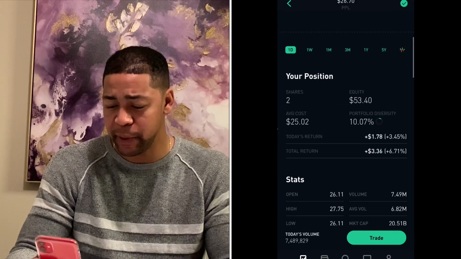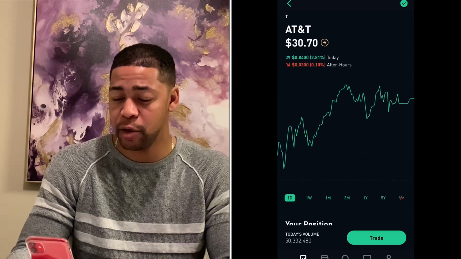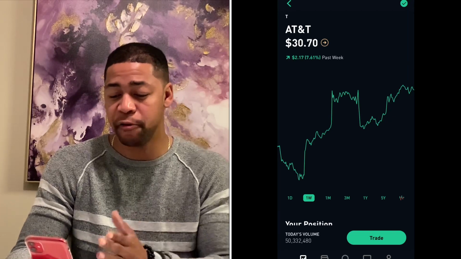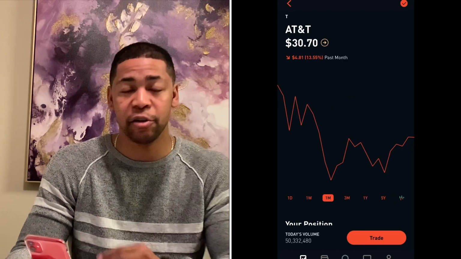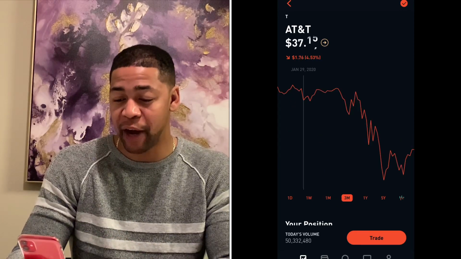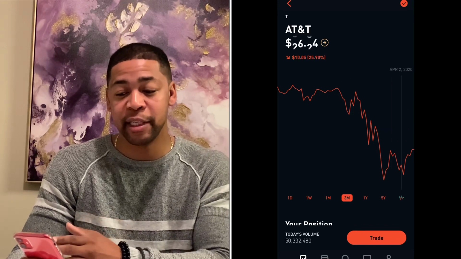So like I said, this is PPL. What is the good thing about this app as well, you can go and look at it from different tabs. You can see how far out this stock's been. When I see the red like this, that's kind of what I'm looking for as well. So when the coronavirus hit, you can see here is March 2nd, the stock just plummeted.